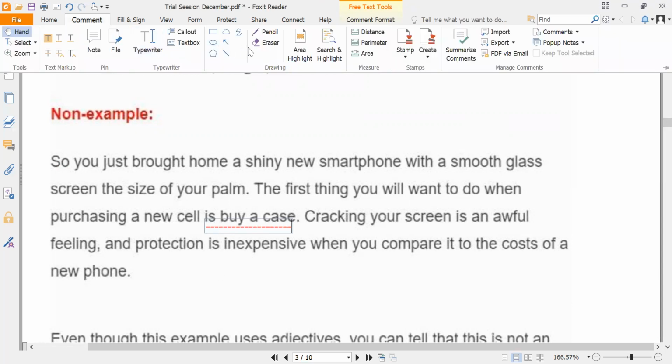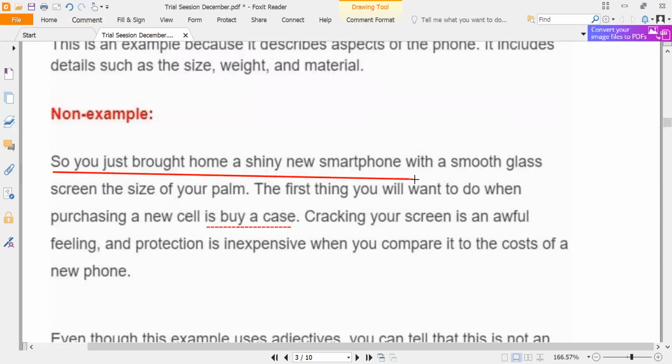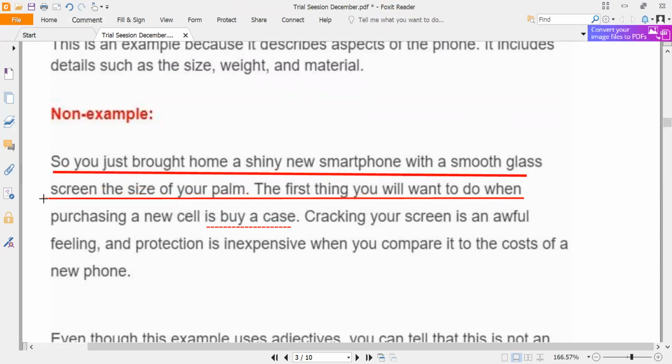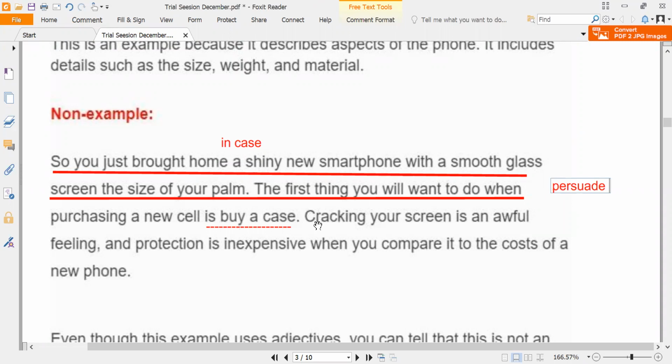The first part from here till here is just giving you a possibility, a case. He's telling you in case you bought a smartphone, you need to take care of something. What is the thing you need to take care of? It is to buy a case for it to protect it. So what he's trying to do with me as a reader is persuade me to buy a case.